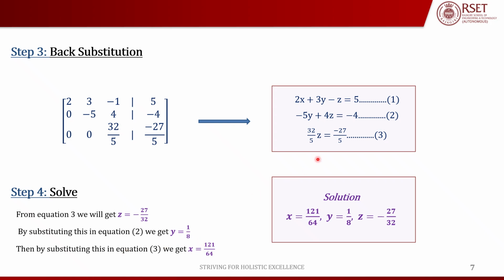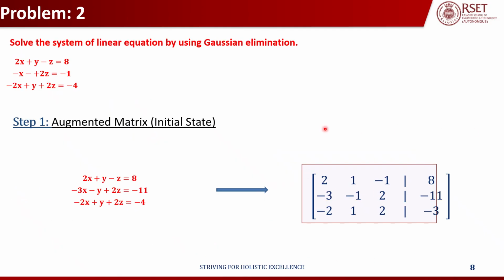So you will get y as 1 by 8. And in a similar way, now you got y and z. So by substituting that into the first equation, you will get the value of x. So the solution is x equal to 121 by 64, y equal to 1 by 8, and z equal to minus 27 by 32 is the final result of this. So we can discuss another problem, problem 2.